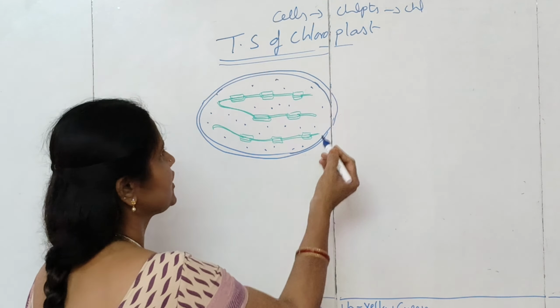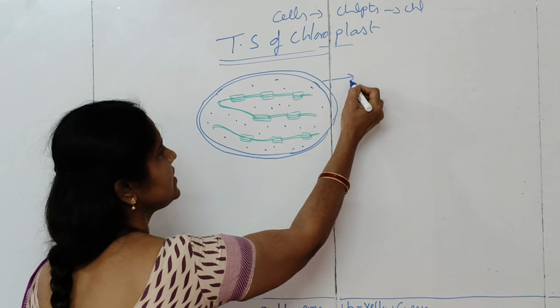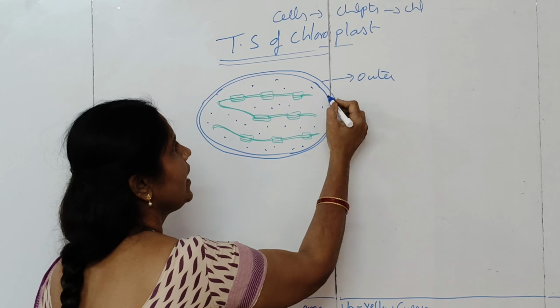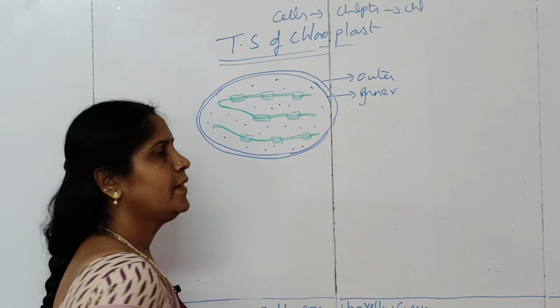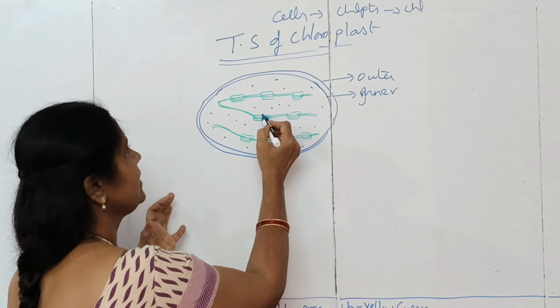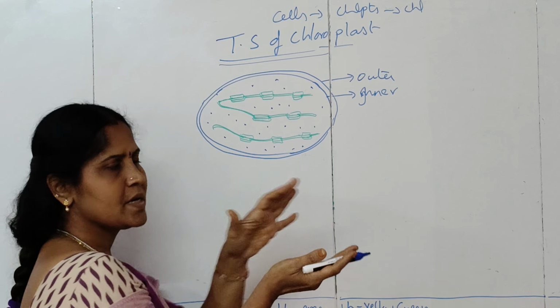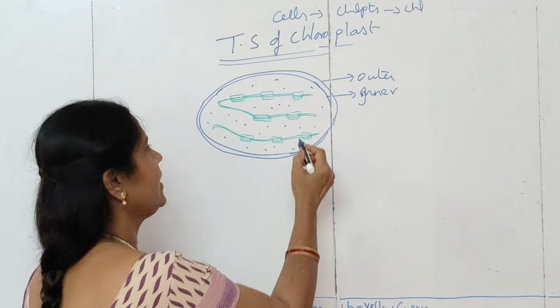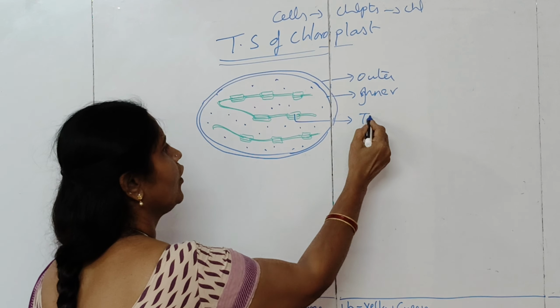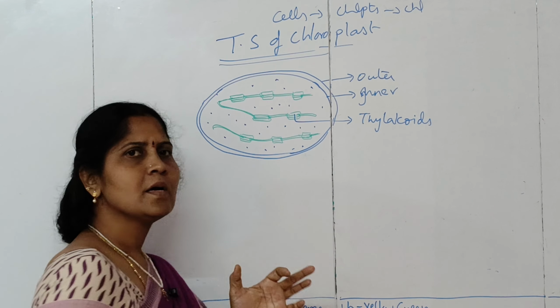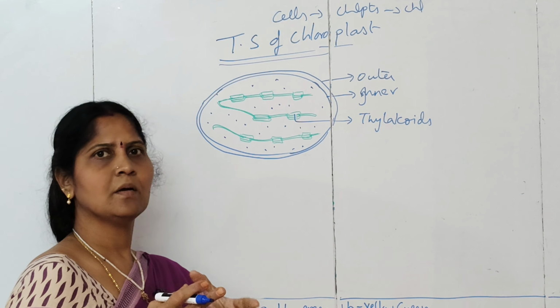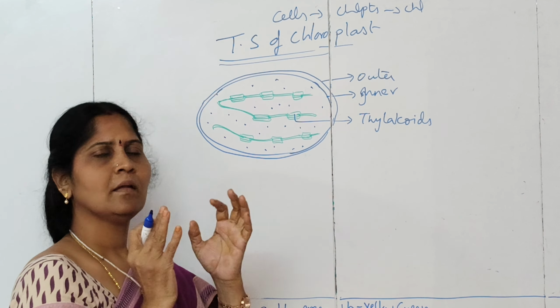The chloroplast contains three membranes. As you can see, this is the outer membrane, and this is the inner membrane. Then the third membrane is present in the form of stacks. As you can see, stacks of book-like structures are there. These are called the thylakoids. So within the chloroplast, we have what are called thylakoids.